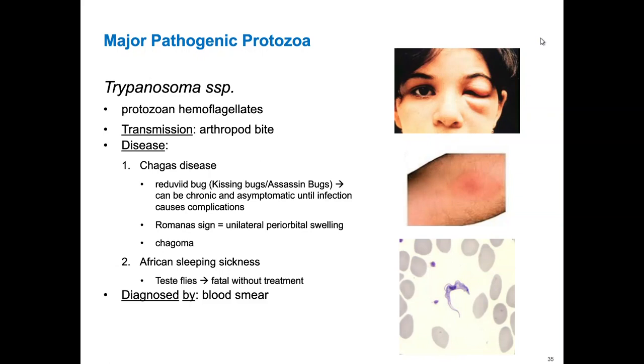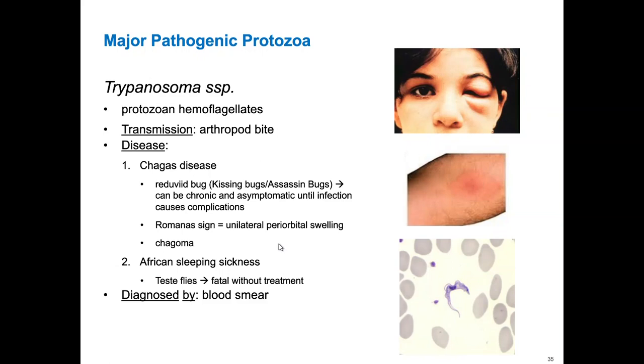And one of the indicators of Chagas disease is what we call the Romana sign, which is where we'll have unilateral periorbital swelling, meaning swelling in one eye, around one eye. So we can see that in this picture here. You can also see chagomas, that will pop up like this, these darker reddened areas.